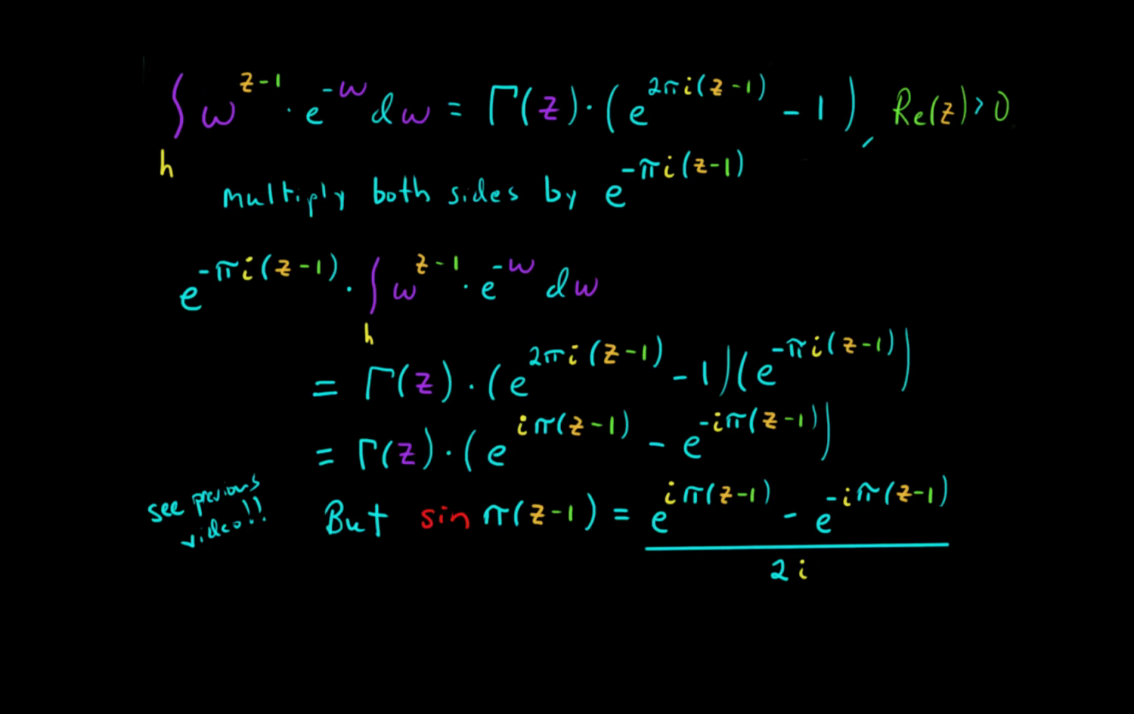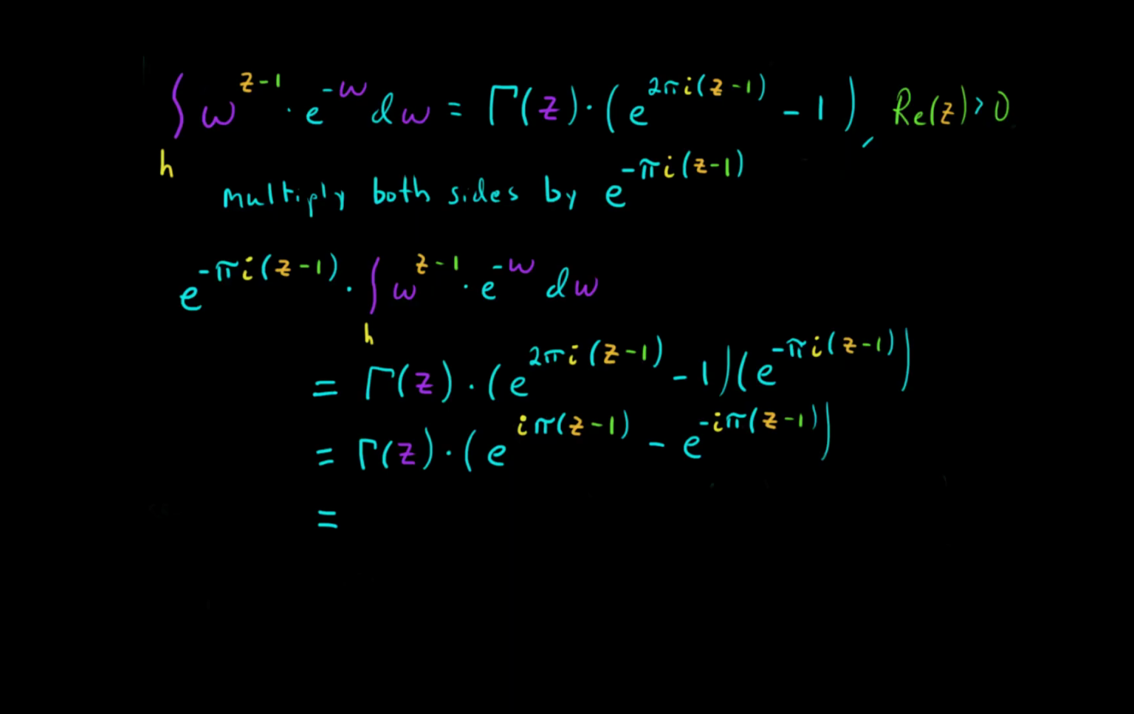So that term in the parenthesis on the right-hand side of the equation, namely e to the i pi times z minus 1 minus e to the negative i pi times z minus 1, that term would just equal 2i sine pi times z minus 1. So we get that the right-hand side of this equation equals gamma of z times 2i sine pi times z minus 1. Now let me move that to the top line there.